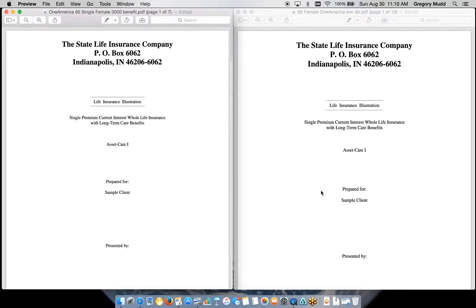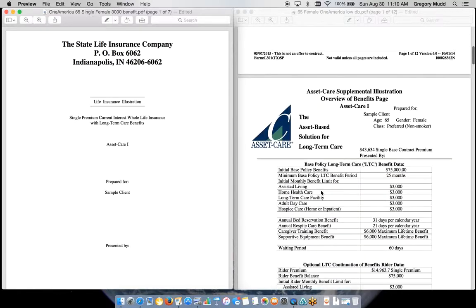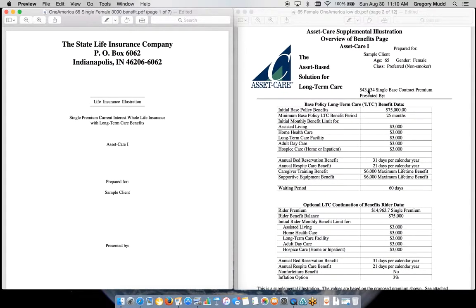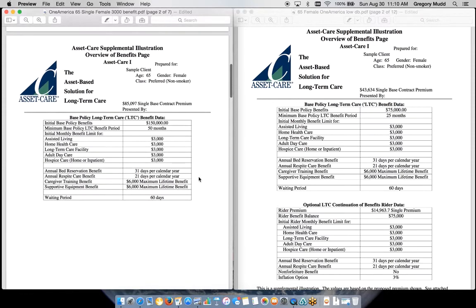All right, now let's compare that to our other option. In this case, we're going to compare the two here side by side, with a premium of $43,634 into our base contract. And this is going to buy half of the death benefit. So instead of $150,000, we have $75,000 of death benefit. We're going to pay out the long-term care benefits in half the time, 25 months. So instead of 2% being paid out, we're actually going to have 4% paid out. We get the same amount of long-term care benefits in either case.